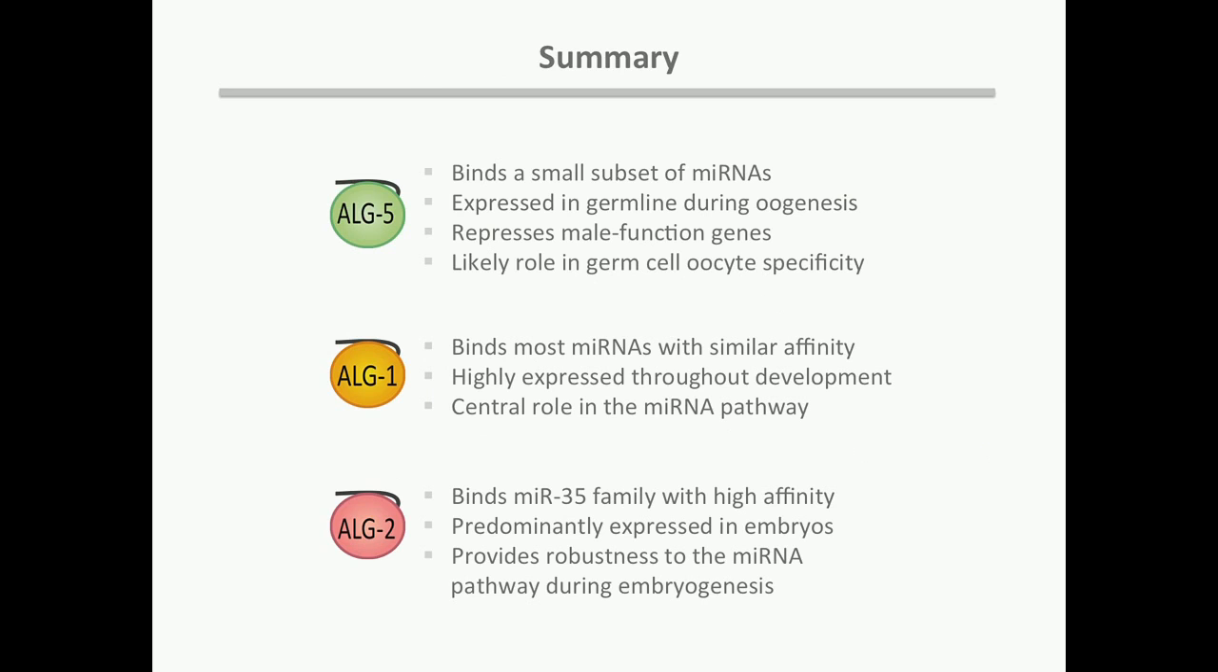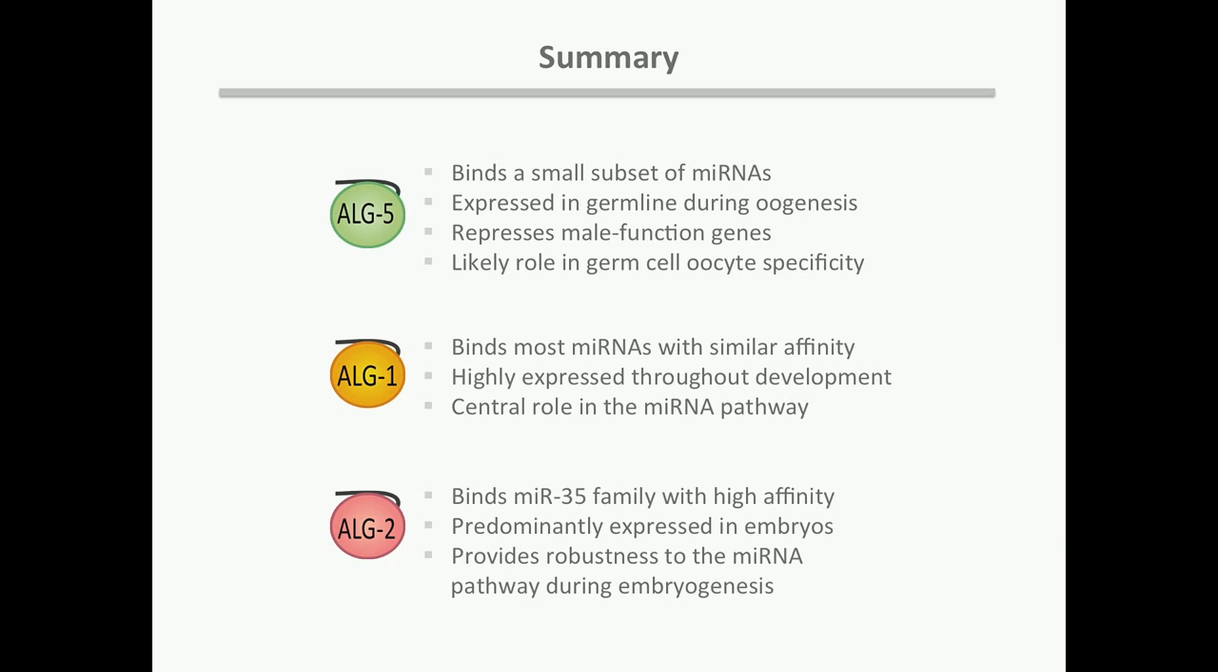So ALG-5 binds a subset of microRNAs. It's expressed in the germline during oogenesis. It represses male function genes, and it's required for optimal fertility. And so we think this points to a likely role for ALG-5 in helping to specify female fate to germ cells during oogenesis. Now, I didn't have time to talk about our ALG-1 and ALG-2 results, but I'll just briefly summarize some of our findings.